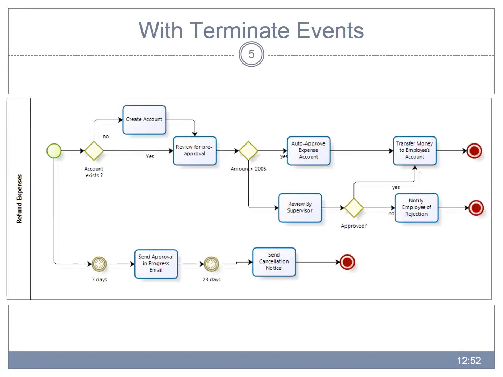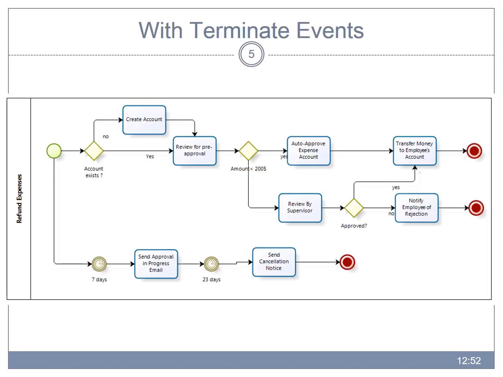So here is our basic process with the first attempt to model the desired behavior with terminate events. You have a start event here, and then you have the happy path, which is at the top of the diagram. And then you have a second parallel path that is actually a time monitoring path. In the happy path, we first check whether the account exists. If not, we create the account. And if it does exist, we go directly to review for pre-approval.